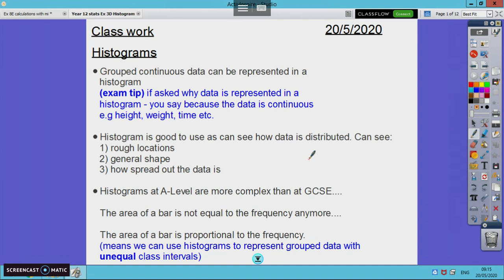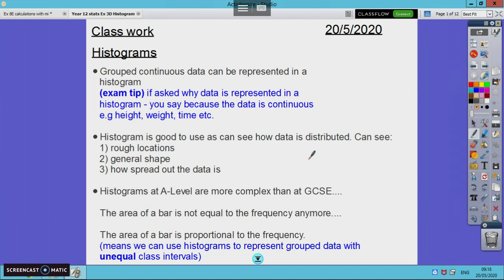Last vital point with histograms. If you struggled with histograms at GCSE, it may be worth going back and having a look at the stuff you did at GCSE before you do this, because what's the point in doing this complex maths when you haven't got the foundations for it? So go back, have a quick revision lesson on how you did histograms at GCSE, and then you can see how it's changed from GCSE to A-level and understand the changes. Histograms at A-level are more complex than at GCSE.